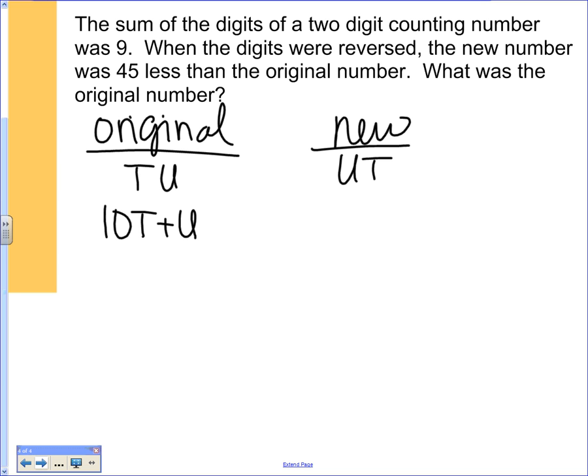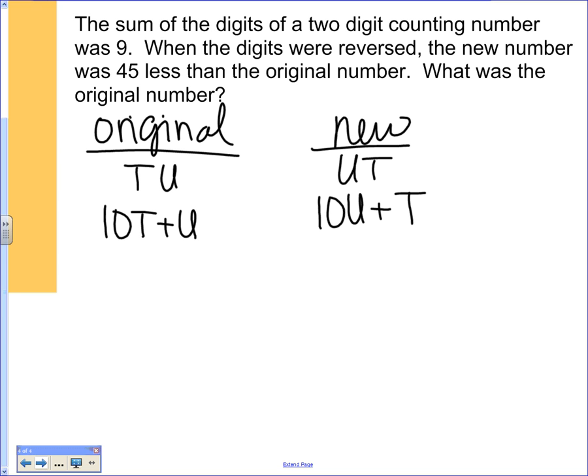Will it always be 10? It might be 18. Yeah, they could have an h in there too. For this one, they wouldn't say reverse them. They would say they were rewritten. But that's usually 100h plus 10t plus u. For this one, what would be the value of it? 10u plus t. Does that make sense? Y'all see how that works?